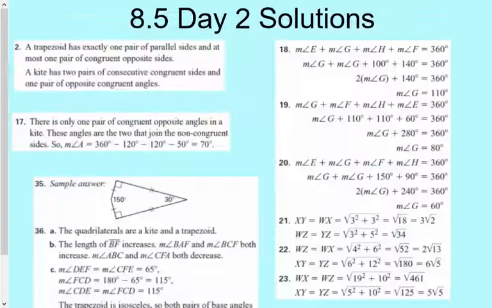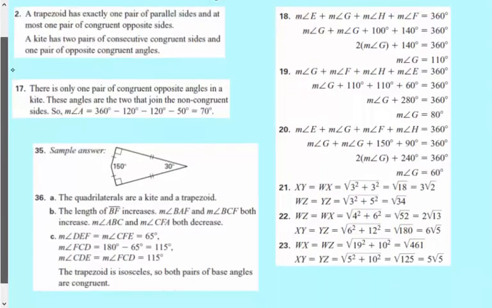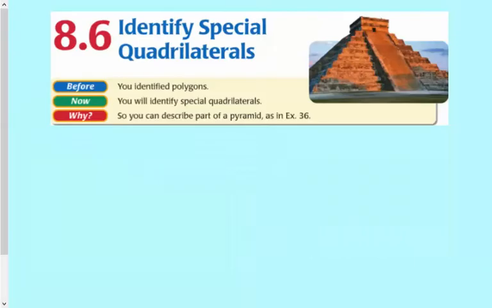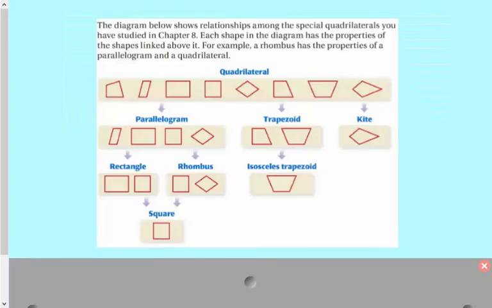And what we're going to be doing is identifying what shape a quadrilateral is. So you're going to identify special quadrilaterals. So basically, given these characteristics, these properties, what is it? So here is all of the things we've studied, all the types of quadrilaterals we've studied.